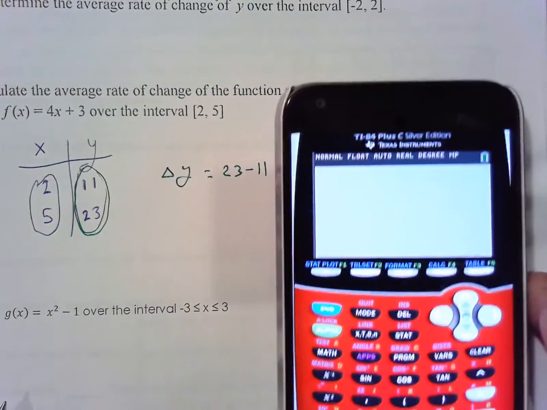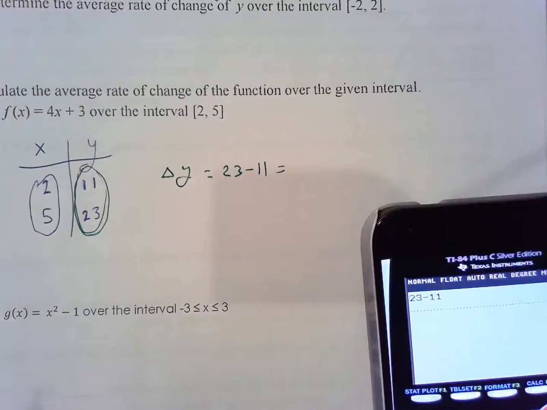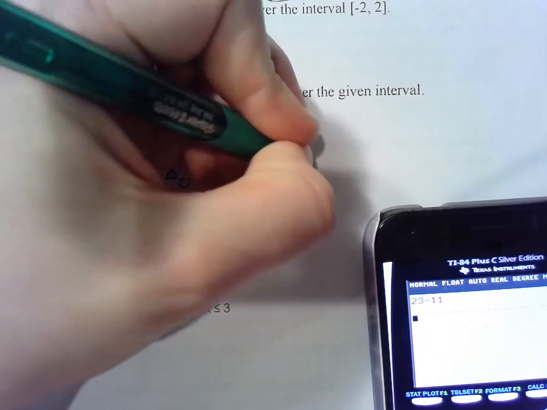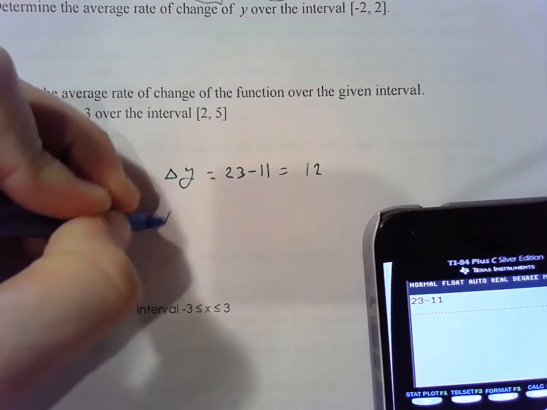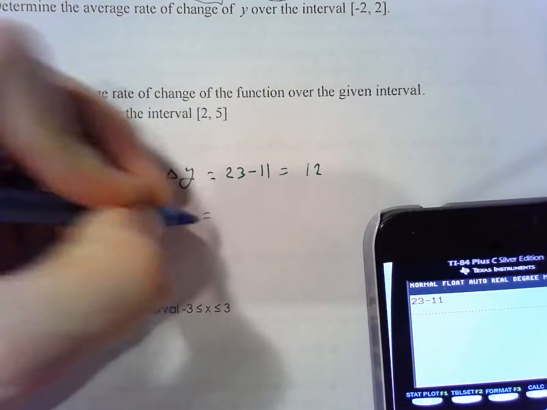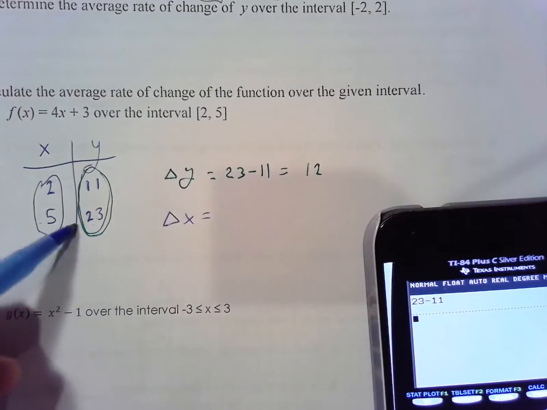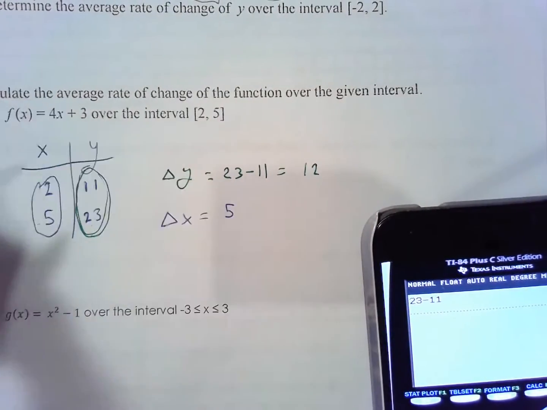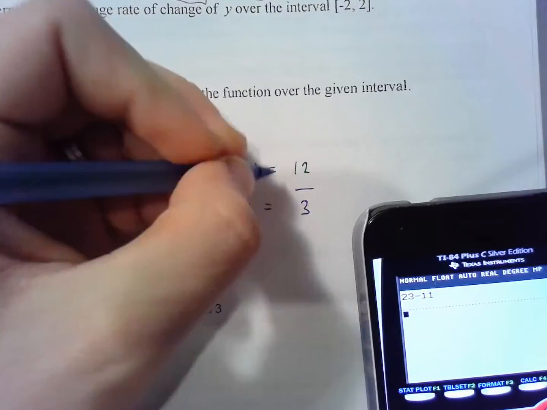Let's just throw it in our calculator. 23 minus 11, you got 12 there. Your change in y was 12. And then next, I just want my change in x on the bottom. So, well, I started with 23, so I've got to start with 23's buddy over here, 5. 5 minus 2, that gets me 3.